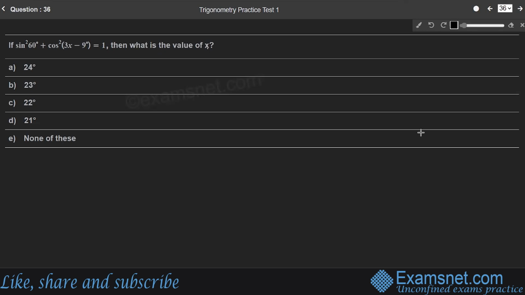Question number 36. If sine square 60 plus cos square (3x minus 9) degree is equal to 1, then what is the value of x? Here the unknown term is cos square (3x minus 9) degree, right? We'll take this unknown term to the LHS. So cos square (3x minus 9) degree is equal to 1 minus sine square 60, right? So what is 1 minus sine square theta? If you consider theta as 60 degree, 1 minus sine square theta is cos square theta, which is cos square 60 degree.